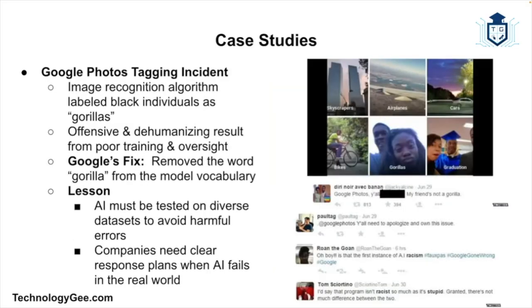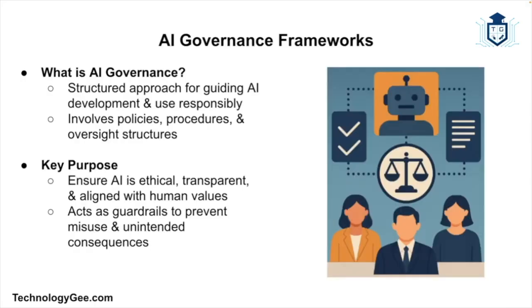And then our third example is the Google Photos tagging disaster. Google Photos once labeled Black individuals as gorillas due to faulty image recognition, which was a catastrophic and offensive error. So what was Google's solution? Well, they removed the word gorilla from the vocabulary entirely. So what was the lesson learned? Well, AI systems must be tested on diverse data sets, and companies must be ready to act when things go wrong.